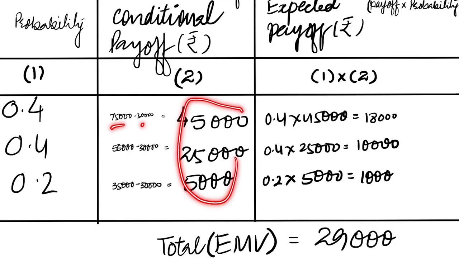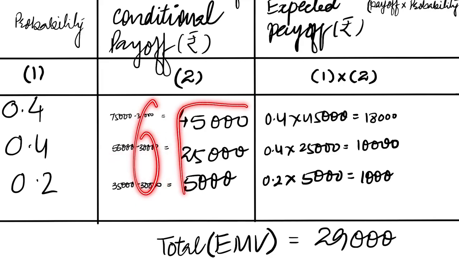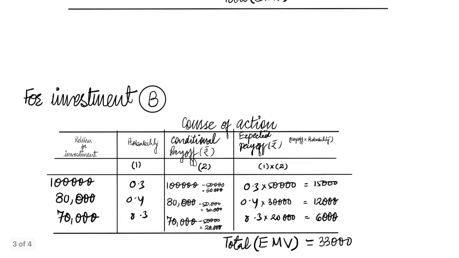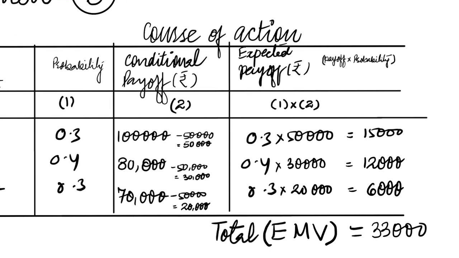See, 75,000 minus 30,000 is 55,000 minus 30,000, because it was the initial investment the businessman has to make in the beginning, right? So this is the profit, pure profit. Similarly, we can find the conditional payoff for the second investment, but here things are different because the return is different, 1,80,000, 70,000. So the initial investment is also different. Here it is 50,000, not 30,000 for B, and their probabilities are also given.